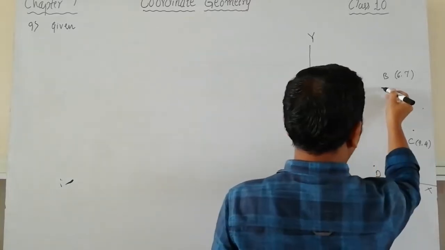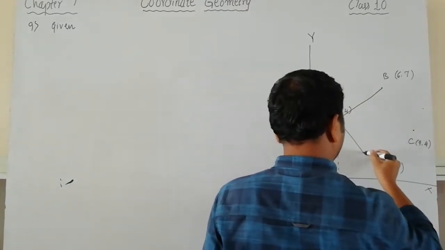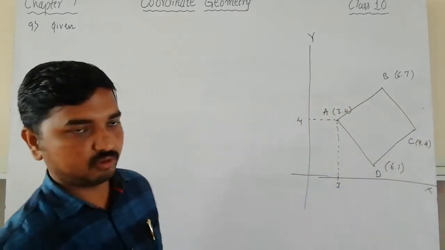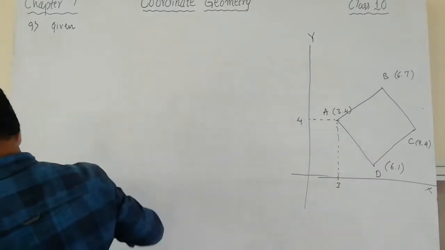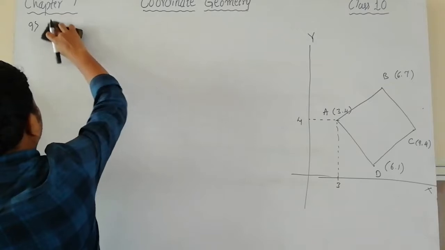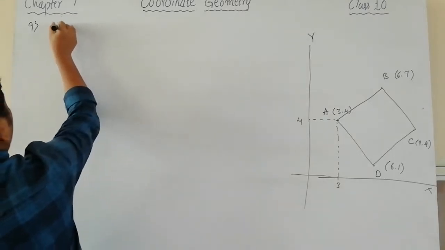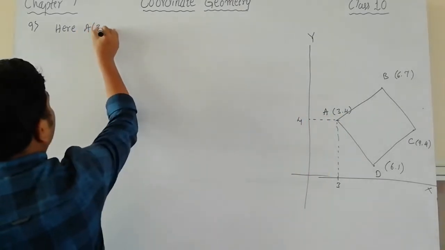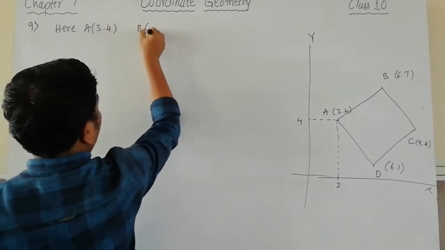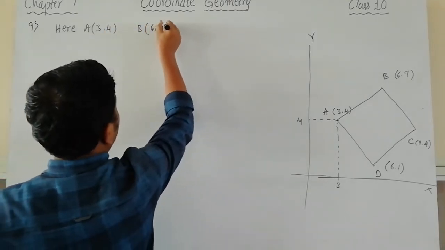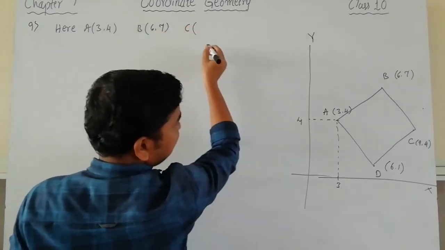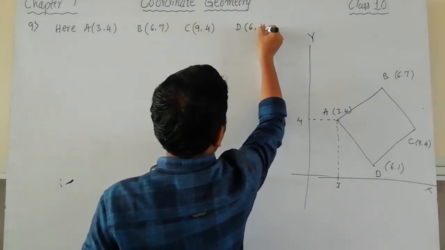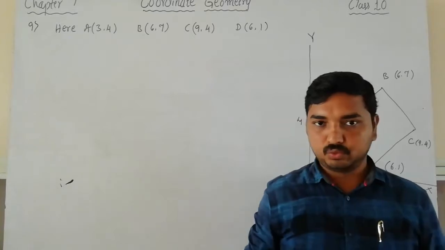So like this, I am going to join these points. If you join, definitely you will get the shape of a square, but you need to prove this by using the distance formula. So now I am going to write down. Just write here A is equal to (3, 4), and B is equal to (6, 7), and C is equal to (9, 4), and D is equal to (6, 1), like this.